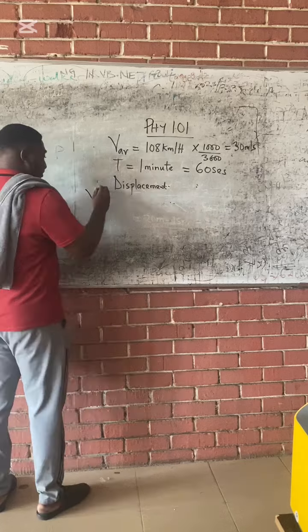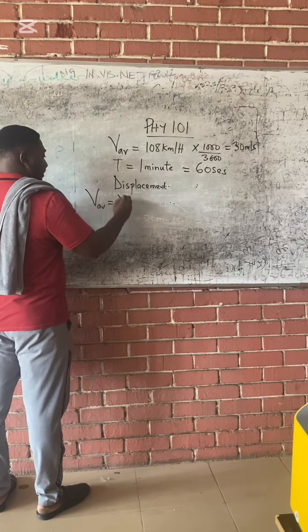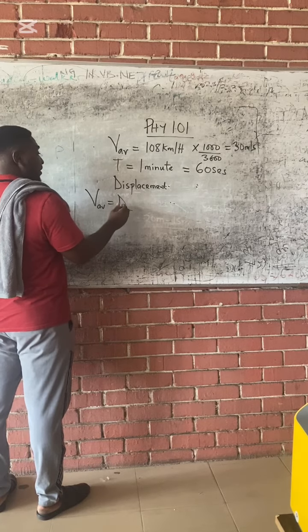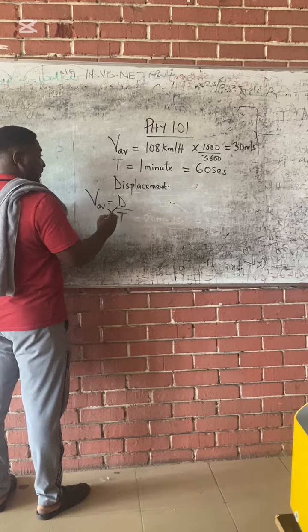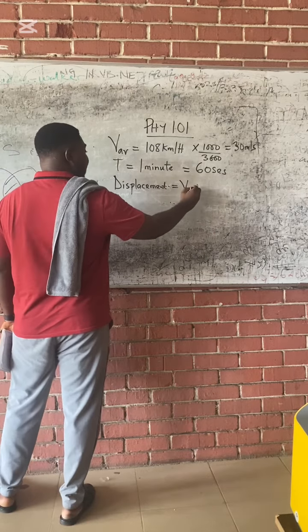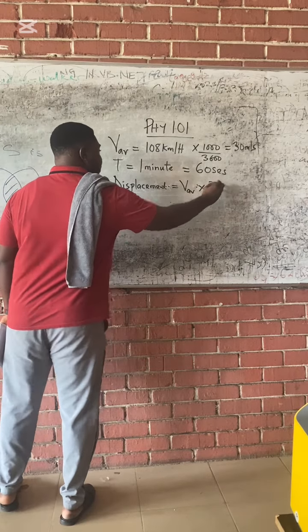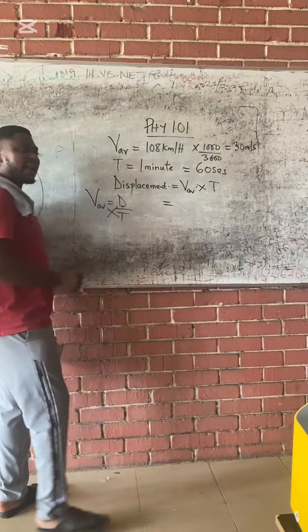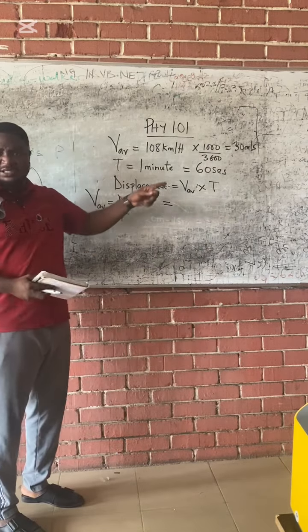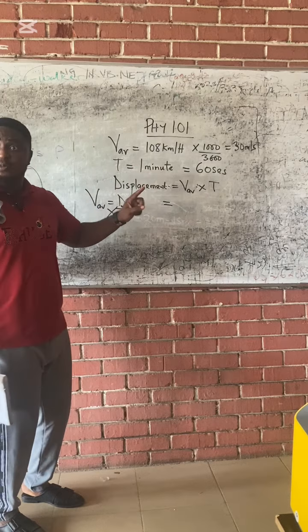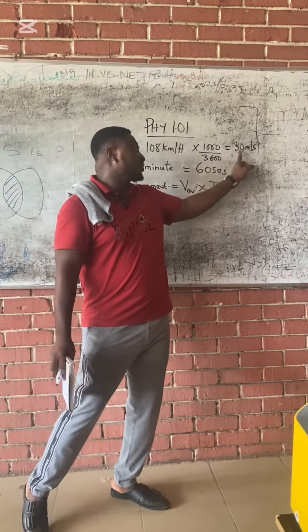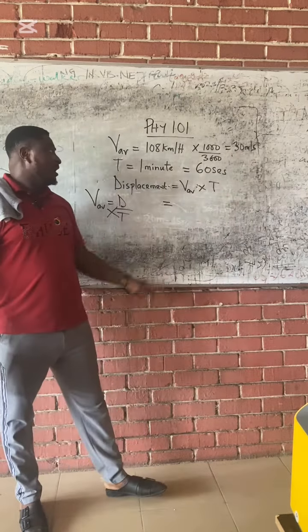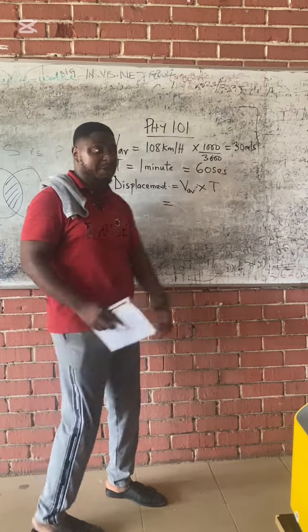Class, if average velocity is displacement over time, can we make displacement the subject of the formula? Cross multiply. So our displacement is average velocity times time. Do you agree? Class, what will be the unit we'll get, in kilometers or meters? It will be in meters. Why? Because our speed has been converted to 30 meters per second, and our time is in seconds. So our final displacement will be in meters.